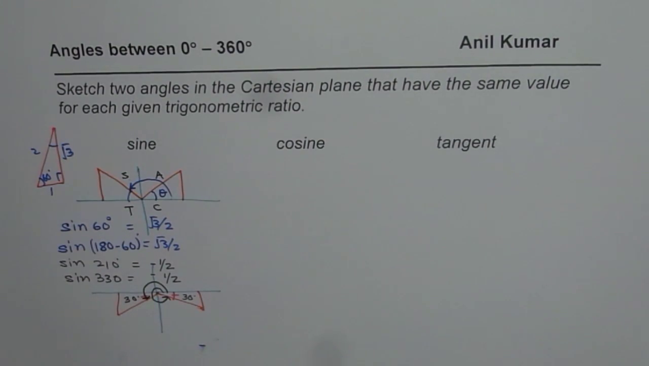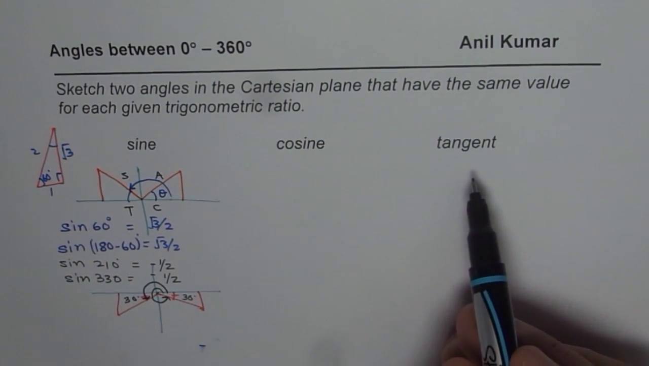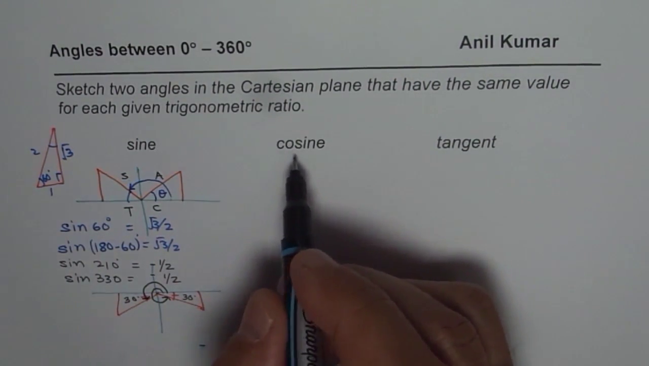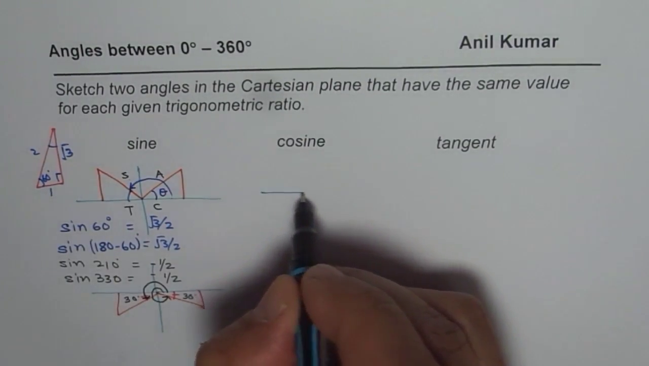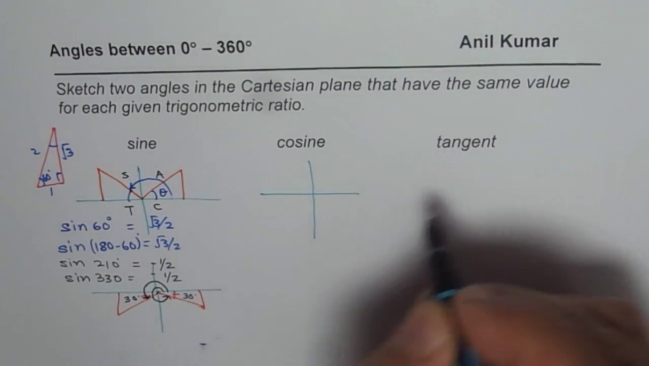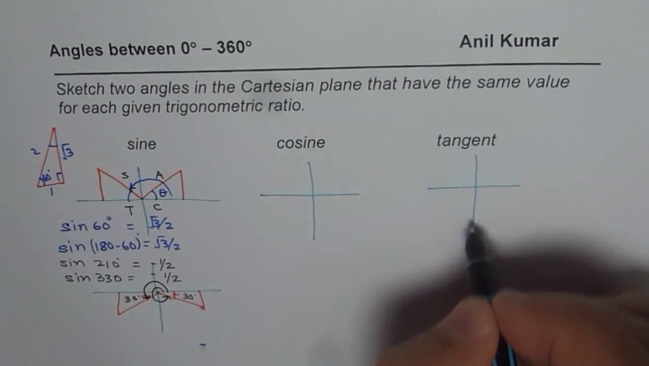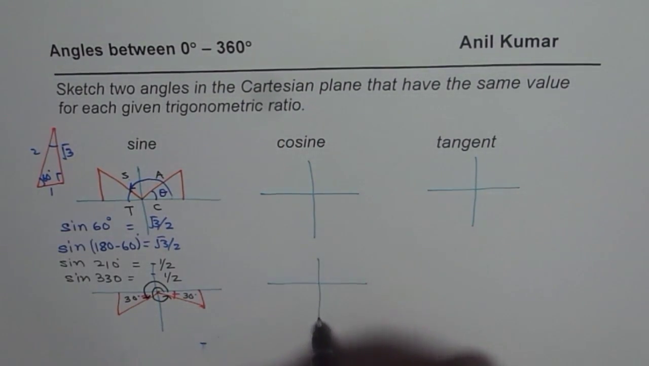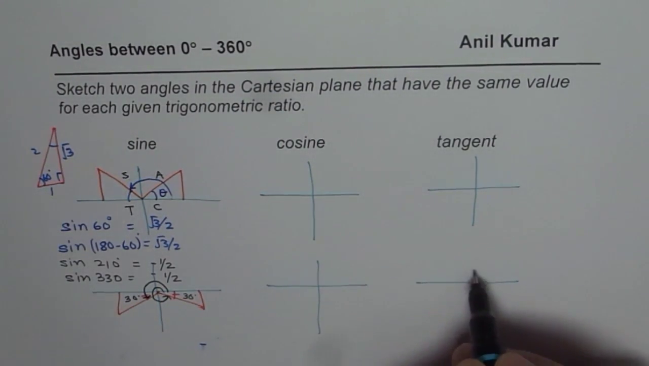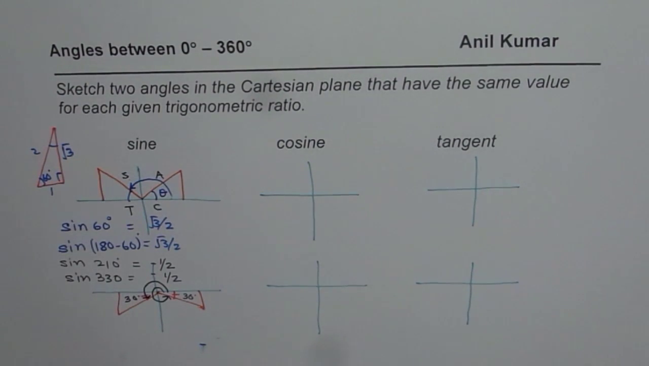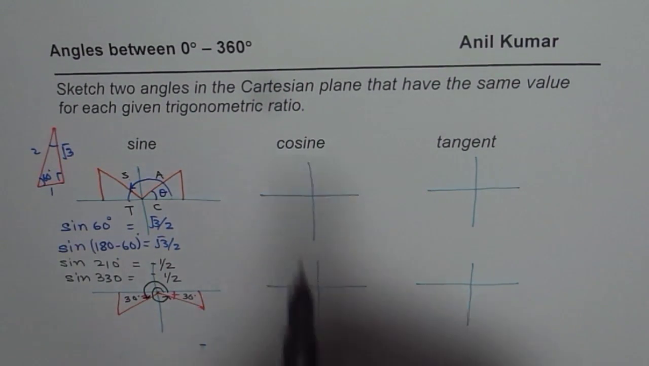Now keeping this concept in view, these are your test questions. You can find two set of angles where cosine is same, right? And where tan is same, correct? You could find 4 sets, correct? Like I did, right? You could do that. Now, important thing here is to figure out in which quadrant what is positive.